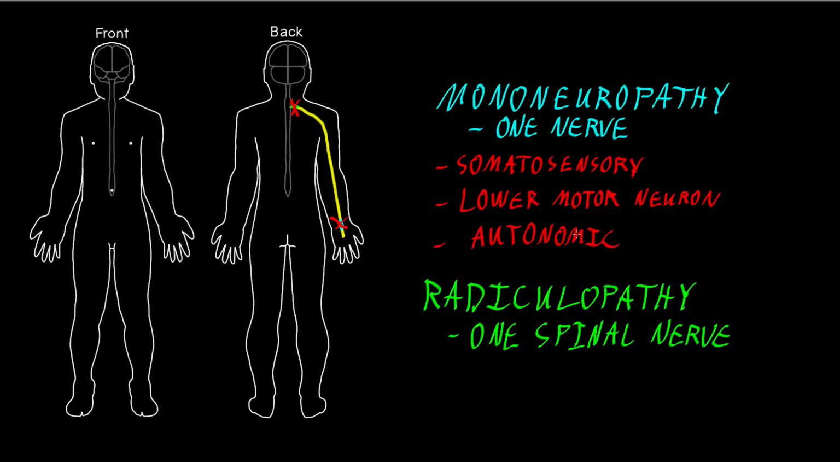autonomic neurons. However, I'm going to put autonomic in parentheses here because we usually don't see much for autonomic abnormalities with the common mononeuropathies and the common radiculopathies. Probably because there's some overlap from other nerves and other levels of spinal nerves, so that these abnormalities are usually not there or they're very subtle compared to somatosensory abnormalities and lower motor neuron abnormalities.